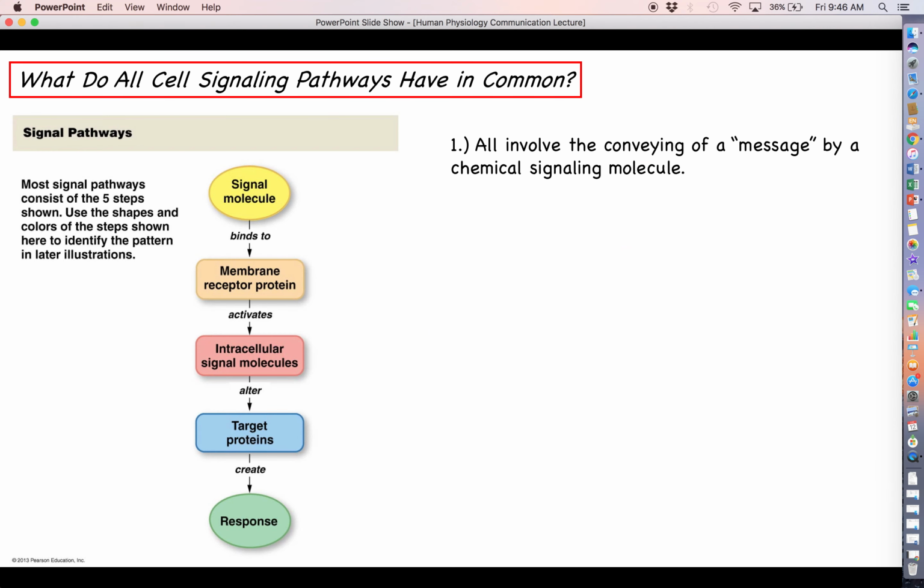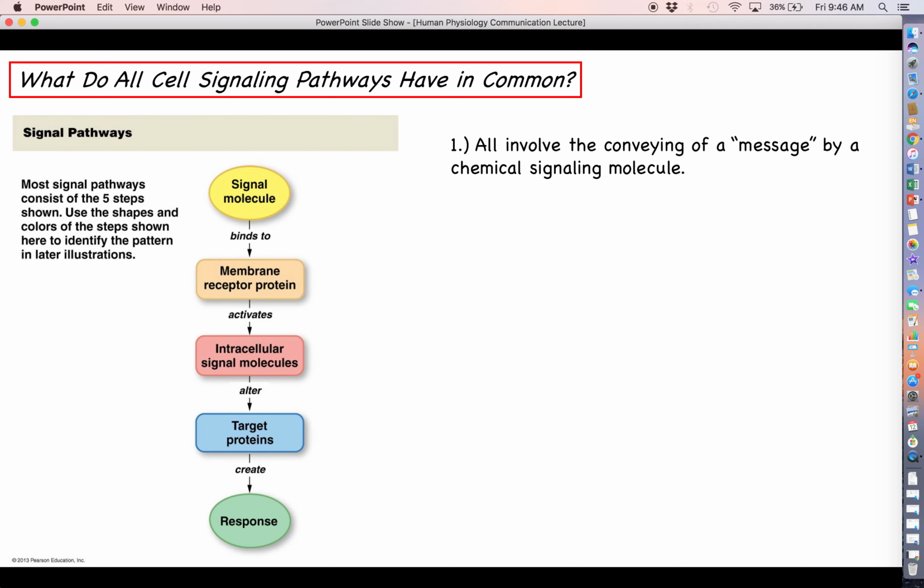So let's take a little bit of a break here and make sure that we understand, now that we've talked about both short distance and long distance communication, what do these things all have in common? They're going to seem very different, but we absolutely want to make sure that we understand what they all have in common. Now, all of these different types of signaling methods will involve the conveying of some type of message, whether it's a message that says our blood pressure is too high, or this is a message that goes to the heart saying you need to beat faster. All of these are going to involve some message being sent by a signaling molecule.